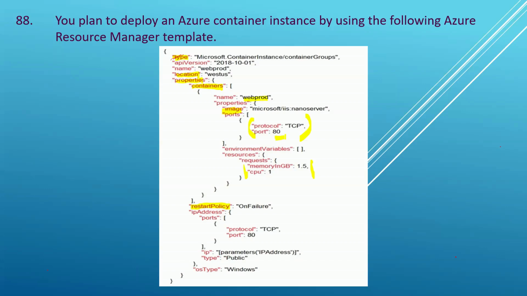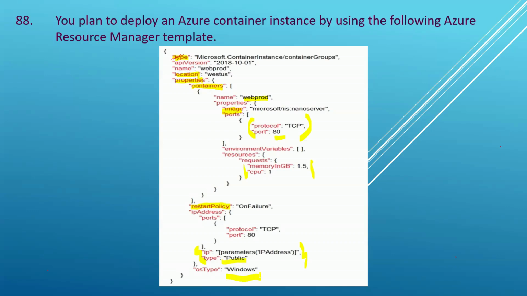Now, the key thing to note here is the IP address being defined as public, which means the container app will be publicly accessible. This is a hint to the questions that you are going to see next. Finally, the OS type is defined as Windows, which tells us that the container is hosted on a Windows platform. This is not anything related to the OS of the client. It is the OS of the container.